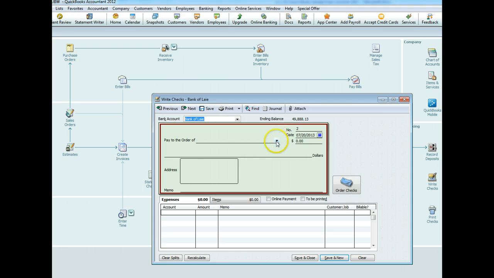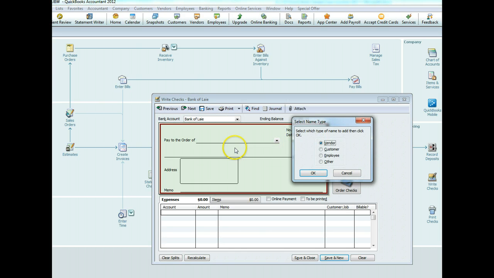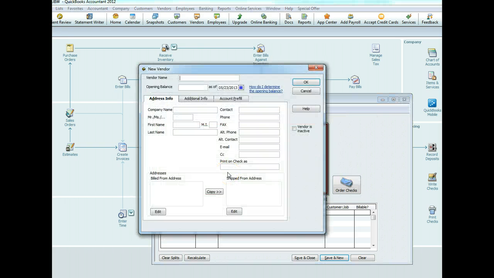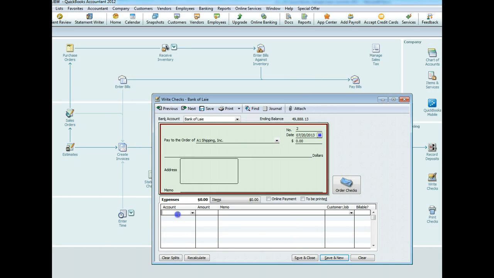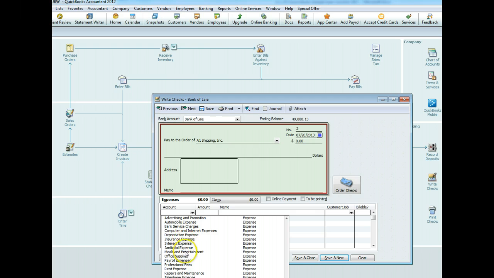But we've got to write a check to the driver right away. So we're going to write a check to A1 Shipping Inc. This is what's called cash on delivery. A1 Shipping Inc. And this is going to be some kind of delivery. Do they have delivery expense?